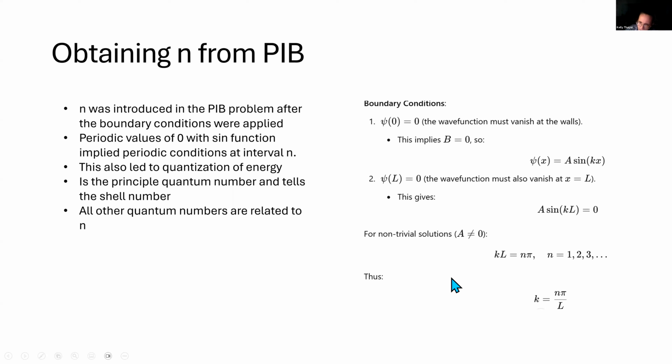And so for non-trivial solutions of A, we had that KL equals n pi, where n is going to be 1, 2, 3, and so on. So this is your quantization. And so k then was equal to n pi over the length of the box. So this also led to the quantization of the energy. It's the principal quantum number and tells the shell number. All the quantum numbers are related to n.